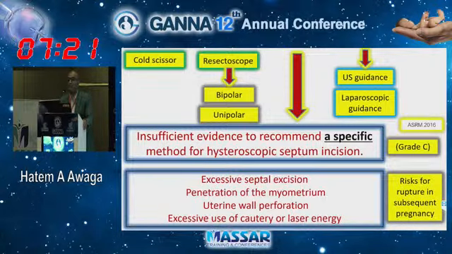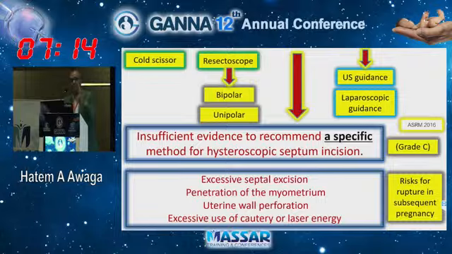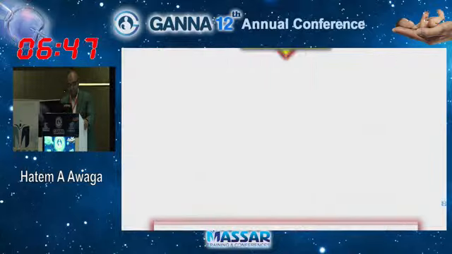However, when you do septum excision, and this is from the practice, you should have a good mapping of your septum. And this is really done with 3D ultrasound. You should know the size of the septum, you should know the residual myometrium before you start the excision of your septum. Because if you did over-excision, you will have a risk of rupture in subsequent pregnancy. So, avoid excessive septum excision, avoid penetration of the myometrium, take care of the perforation during the procedure, and take care of using over energy because it may induce abortion later on, or rupture uterus.